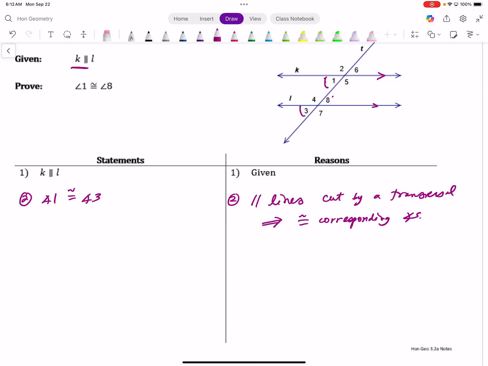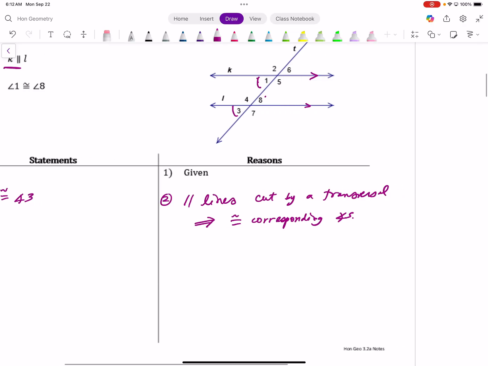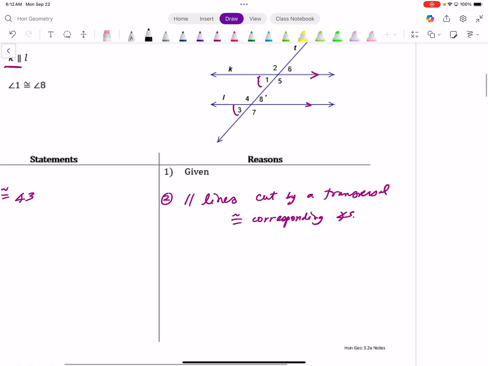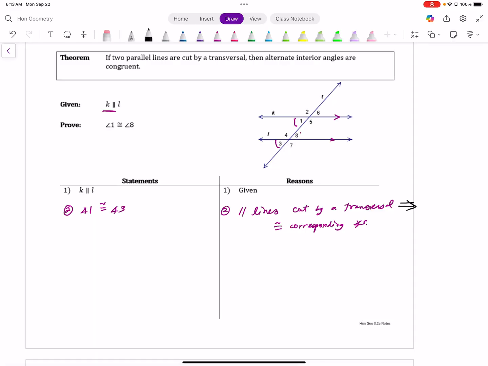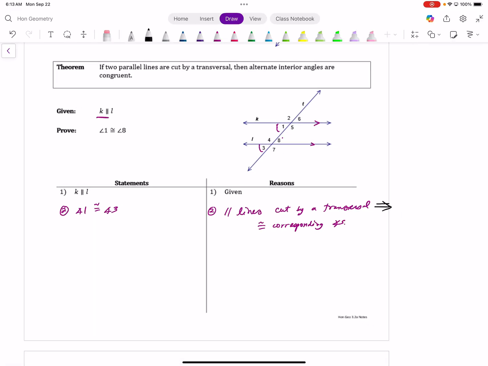So we can use that arrow that points like this implies this. I moved it down here just because I was running out of room, but in my mind it doesn't really make any sense if I don't put the arrow next to the thing that's leading to the other thing. So I'm gonna move it back to there. So then we've got angle 1 congruent to 3. Now we know that angle 3 is congruent to angle 8 because vertical angles are congruent.